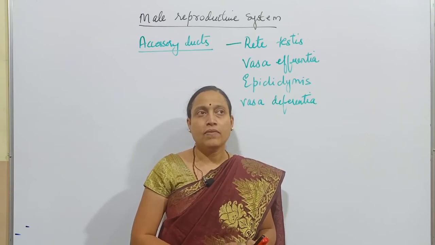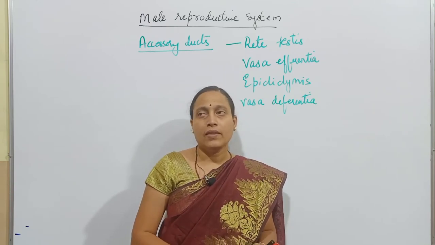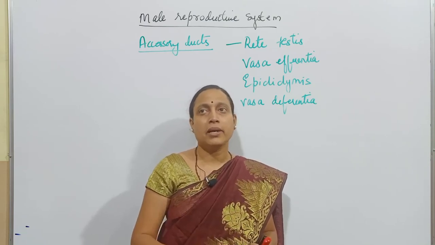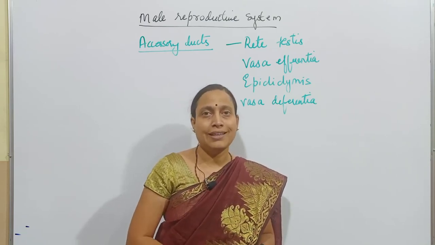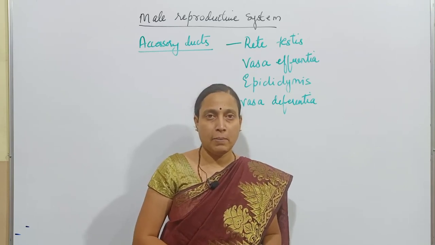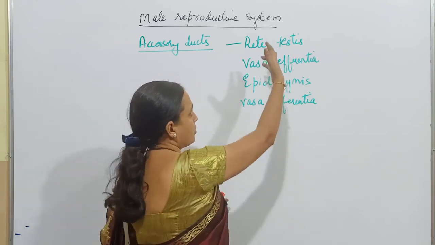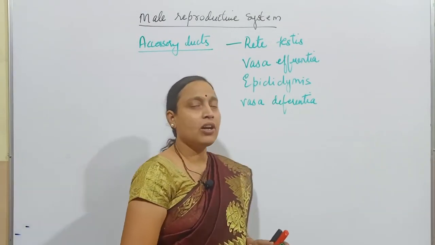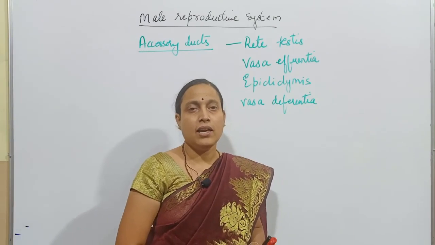Now the function of these accessory ducts is they convey the sperms from the site of production ultimately to the urethra. That is the common site both for release of urine as well as semen, and those ducts are called accessory ducts. The first duct, which I already explained yesterday, is the rete testis.